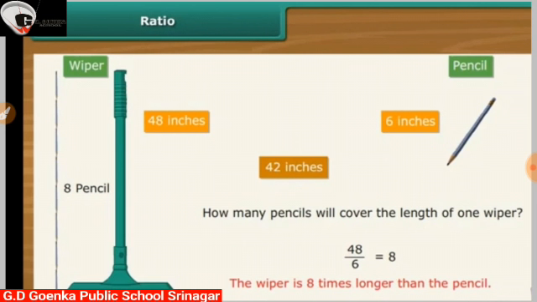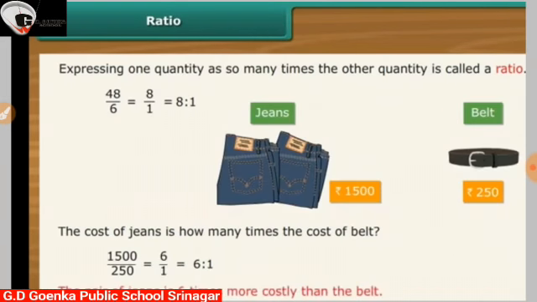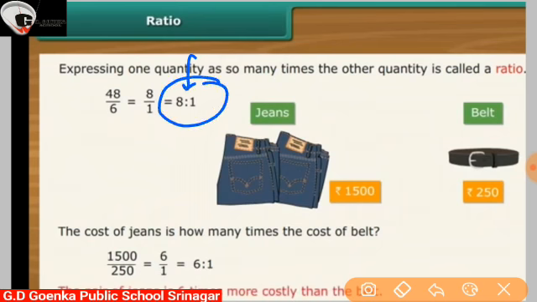So we compare the two quantities in terms of how many times. This comparison is known as ratio. And we denote ratio by this symbol. Okay, it is read as 8 is to 1.